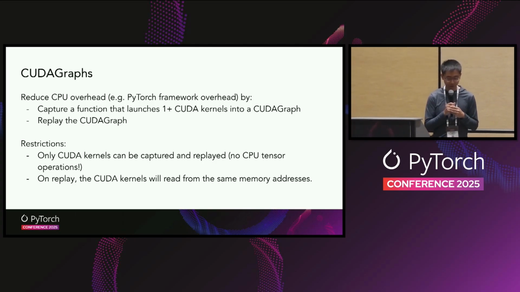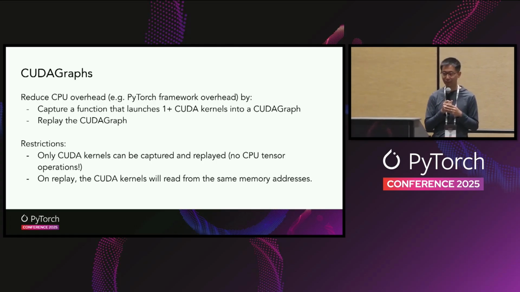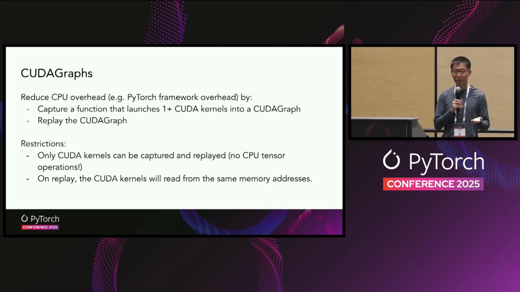There are some restrictions here, like you can't capture everything. You can only capture CUDA kernel launches. You can't capture CPU operations, hence the name CUDAGraphs. On the replay, your CUDA kernels will read from the same memory addresses as they were recorded, which means that if you have different input data, you don't want to just replay the graph with the same data. You want to rewrite that address with new data.